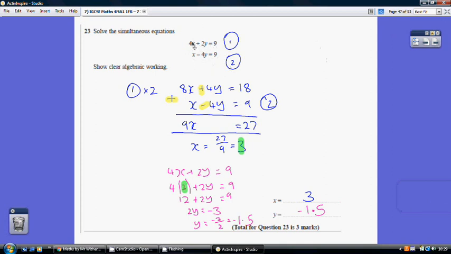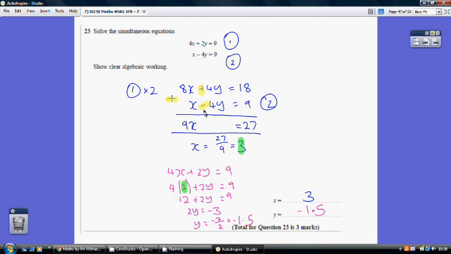So I've taken my equation number 1 and I've chosen to double everything. So doubling 4x, doubling the 2y and doubling the 9, I get 8x plus 4y equals 18. Now I can compare this to equation 2 and my y's line up. Now in order to eliminate these y's, because the signs of the y's are different, I'm going to choose to add the two equations together.